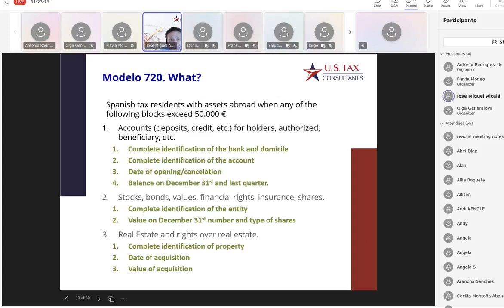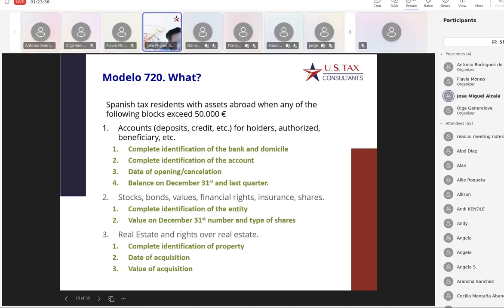So basically, we will have to get these balances, sum all the balances of all the accounts, and if the total sum is more than 50,000 euros, if this is the first time we declare the 720, we will have to declare all the accounts.